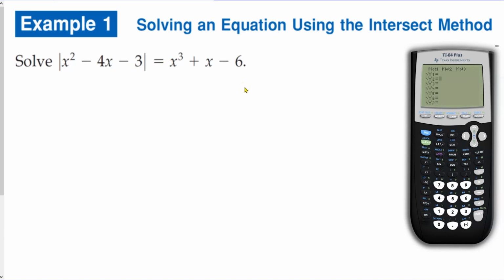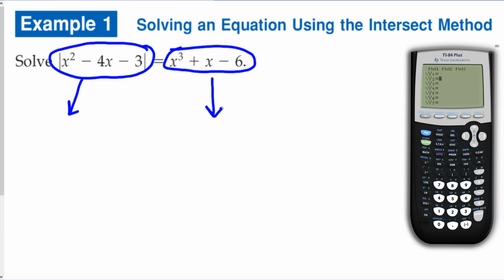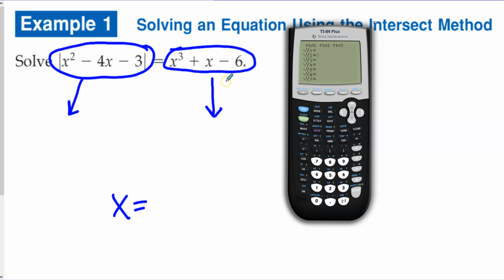And our new method is that we're going to take this half and graph it, and this half and graph it, figure out where they cross, and that will give us our solution. So you take the graphing calculator. Now it doesn't matter what order you put these equations in, so I'm going to choose to start with the easy one. It's this one. I'm going to put this equation into the first y1 equals.